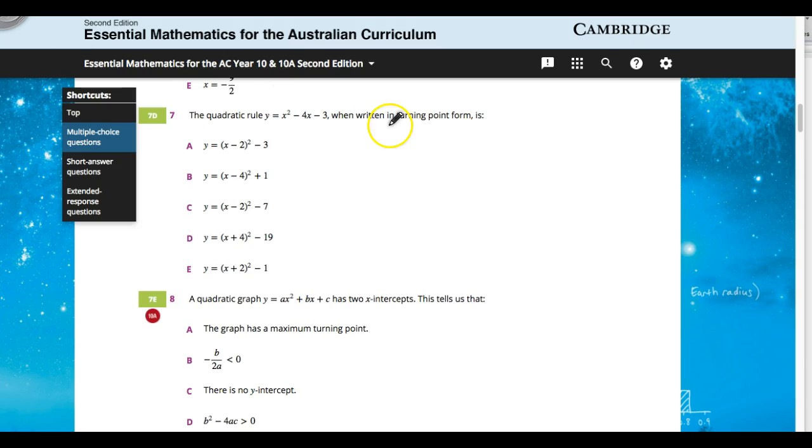Okay, question 7. A quadratic rule y equals x squared minus 4x minus 3, when written in turning point form, is. So you do need to complete the square. When you have to put it into turning point form, you must complete the square. So y equals x squared minus 4x. You write the first two terms. Then we have b, which is the coefficient of x, and square it.